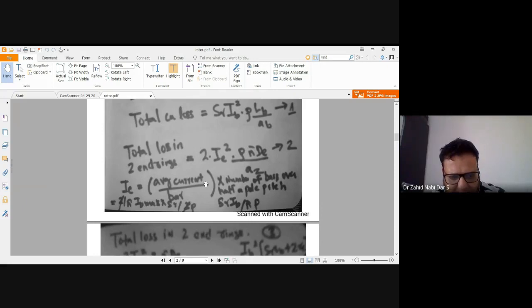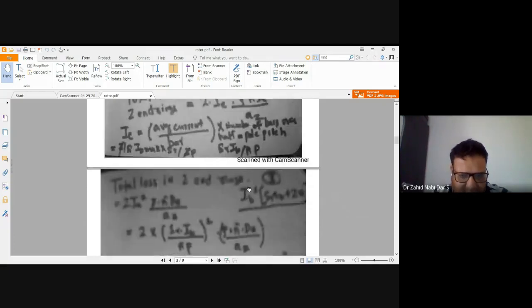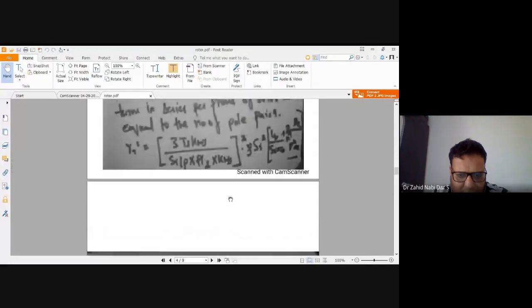If you do 2 by pi you will get 0.637. Then 0.637 IB max into the number of bars over half a pole pitch, and the number of bars over half a pole pitch is SR by 2P. So you get SR IB pi by P. If this is your IE max, and you want the RMS value of IE, then you divide by √2. So this is SR IB pi by P. This is the same IE which I have used here.